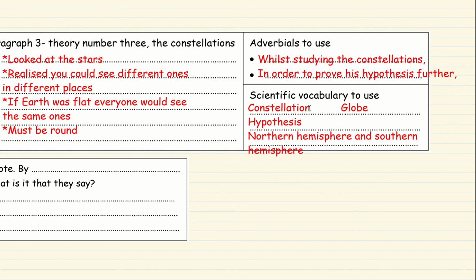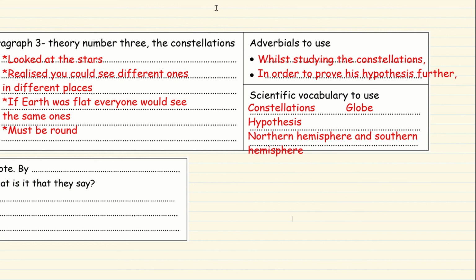I've come up with constellations, because obviously we're talking about the stars, so constellations is better than just stars. I quite liked hypothesis, so I want to include that. I'm going to go with globe, because that sounds more scientific and more formal than world. And also northern hemisphere and southern hemisphere.